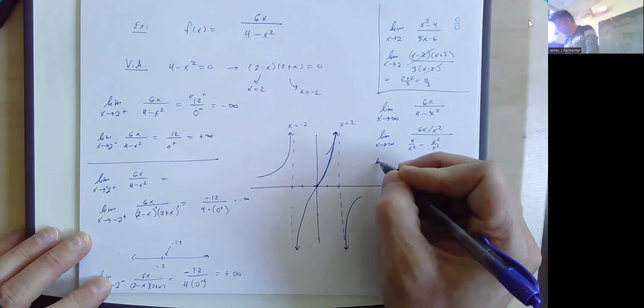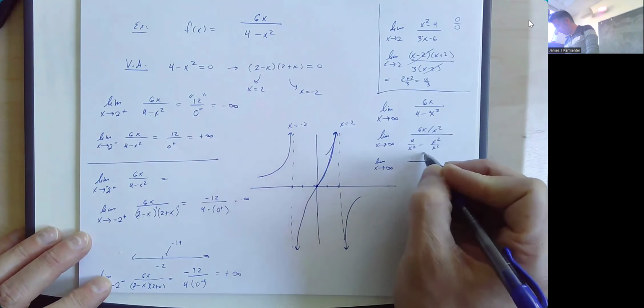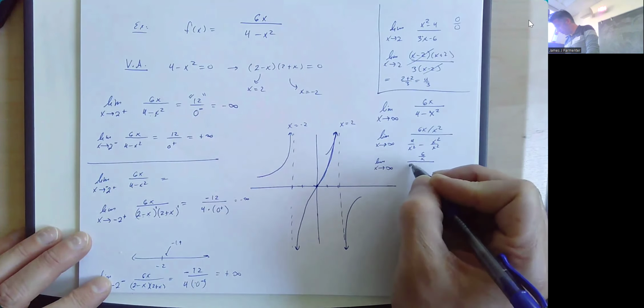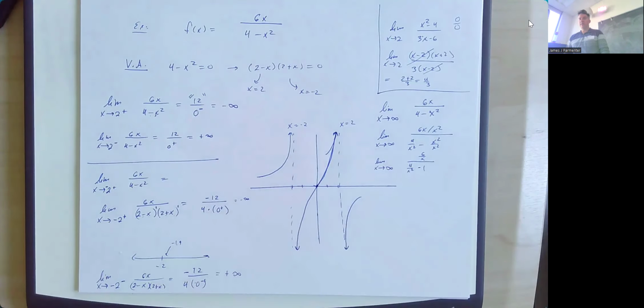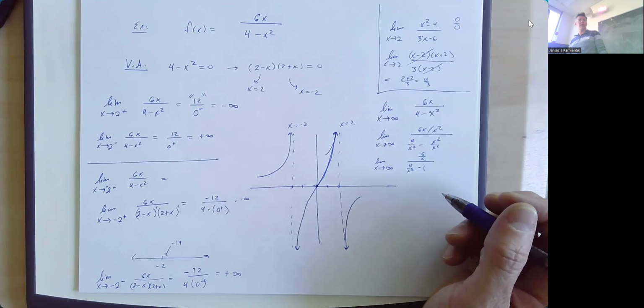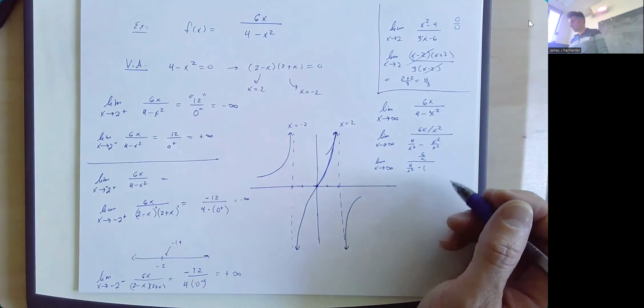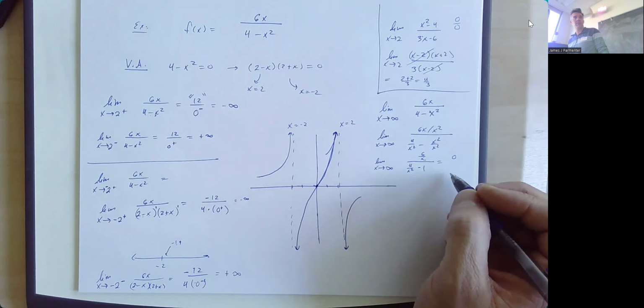So we're going to get the limit as x goes to infinity. The top is going to be 6 over x. The bottom is going to be 4 over x squared minus 1. Here's something that comes up all the time. As x goes to infinity, or as x gets really, really big, what happens to 6 divided by x? Does that fraction get really big or really small? Small. If the denominator gets big, the fraction gets small.